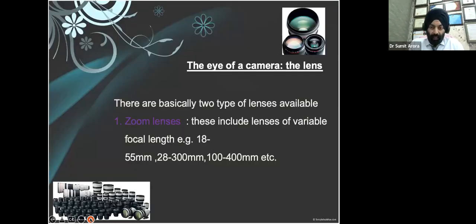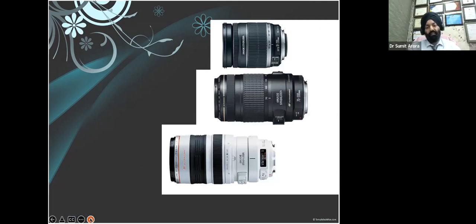Now, as I said, there are two parts: one is the lens and the other is the body. The eye of the camera is basically the lens. There are two types of lenses available: zoom lenses and prime lenses. As the name indicates, with zoom lenses we can zoom in and zoom out from the subject, from the intraoral photography. But prime lenses don't have zoom. Here you can see three zoom lenses. The ring is there in all of them. You can zoom in and zoom out.